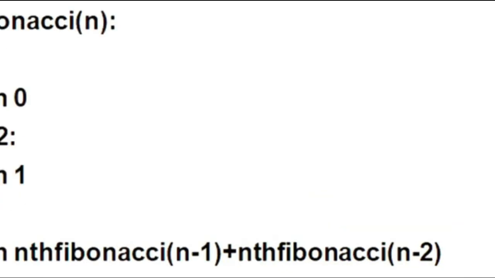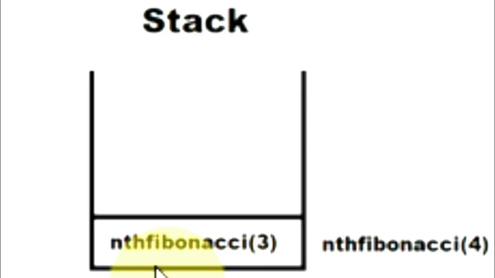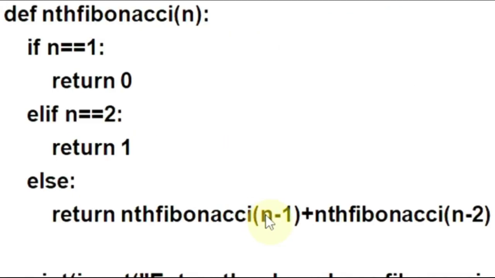So the compiler will push it into the stack. See, nth Fibonacci 3 will be pushed into the stack. That means this function will be called later when all the recursive calls are over. So this nth Fibonacci 4 is called, right? Through this, 4 will be assigned to the parameter n. Is 4 equal to 1? No. Is 4 equal to 2? No. Now nth Fibonacci 4 minus 1 is 3.